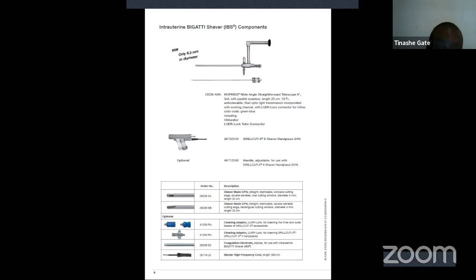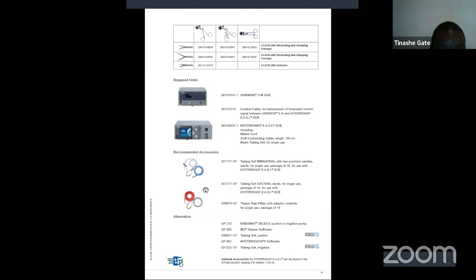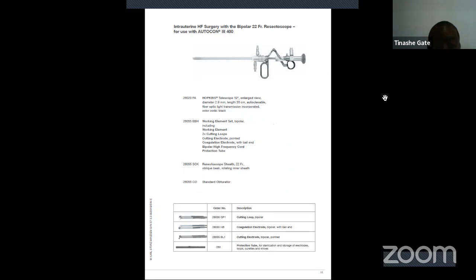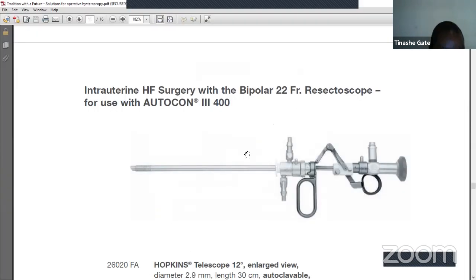And then the Bigatti shaver, the new 6.3 millimeter in diameter. We don't have one in Zimbabwe yet. We're hoping to get one. There's a 5 millimeter one, which is the recommended one, but there is a 6.3 millimeter one if you want to take it a step further. Right, I'm going to go into the setup that you can use when you are in a setting where you don't have a tower.